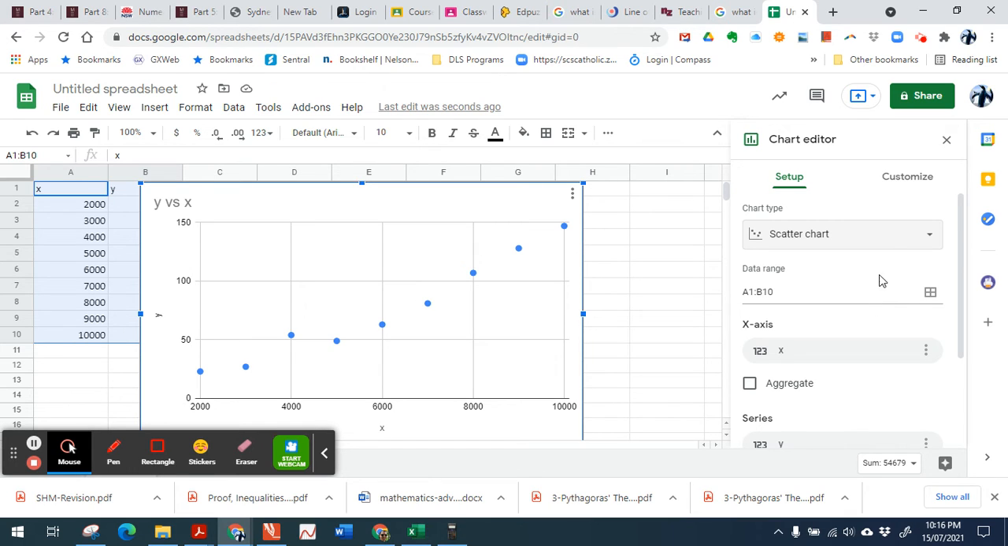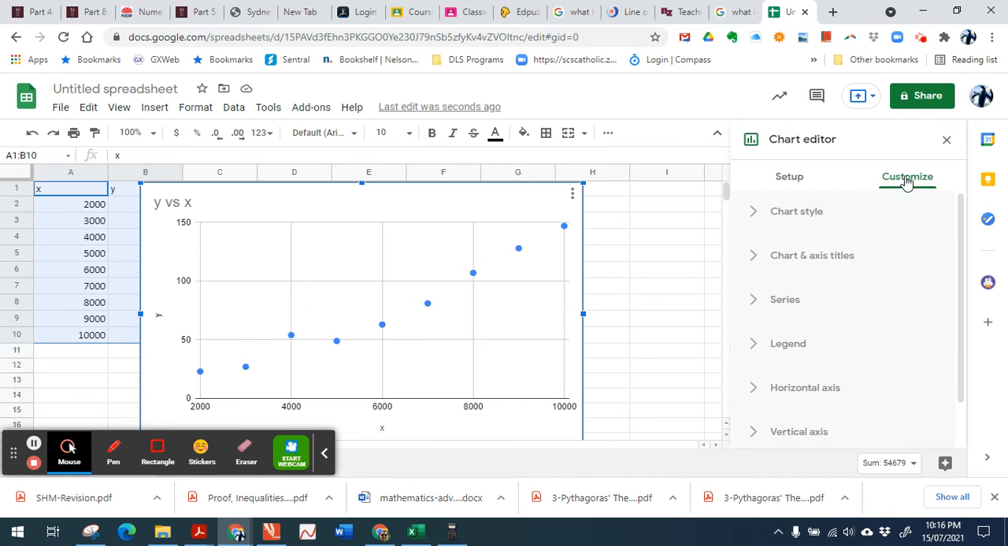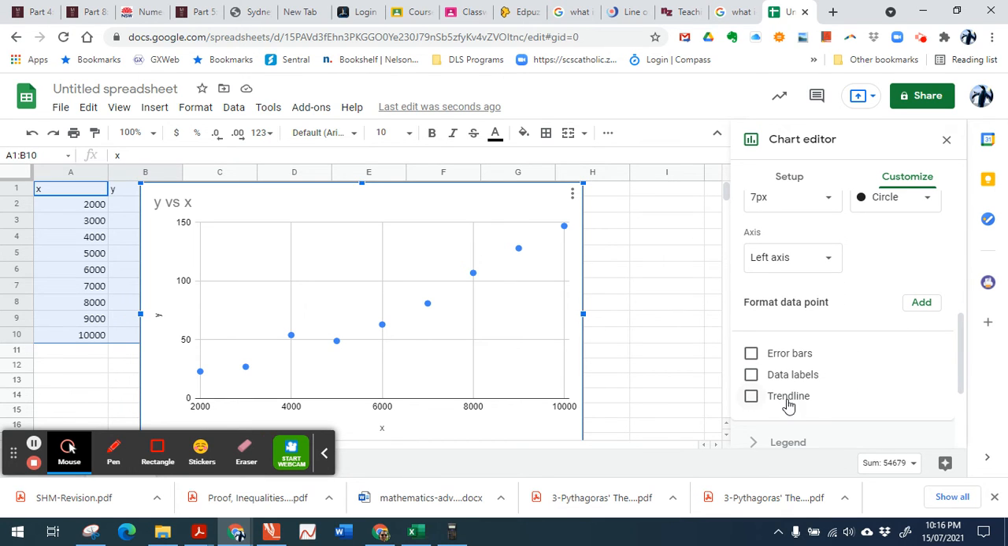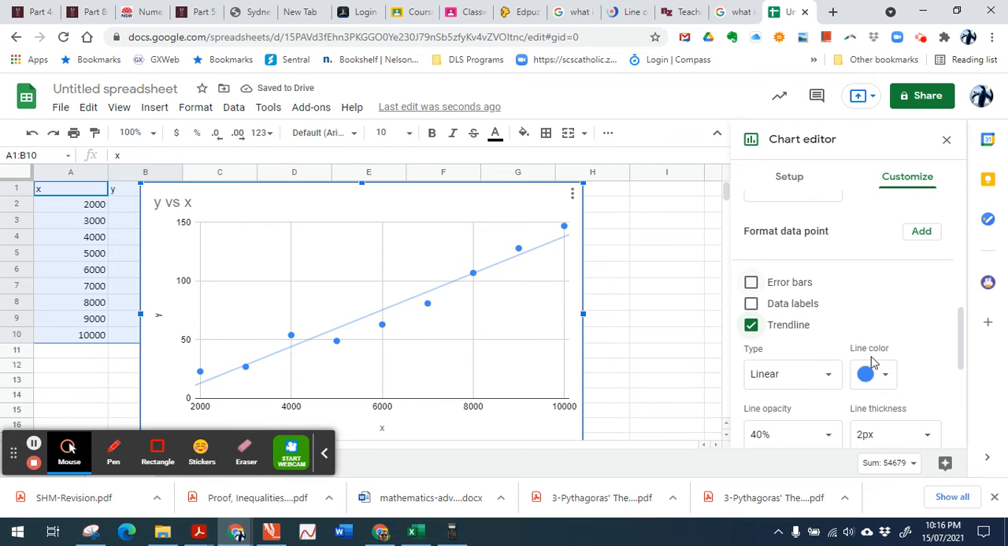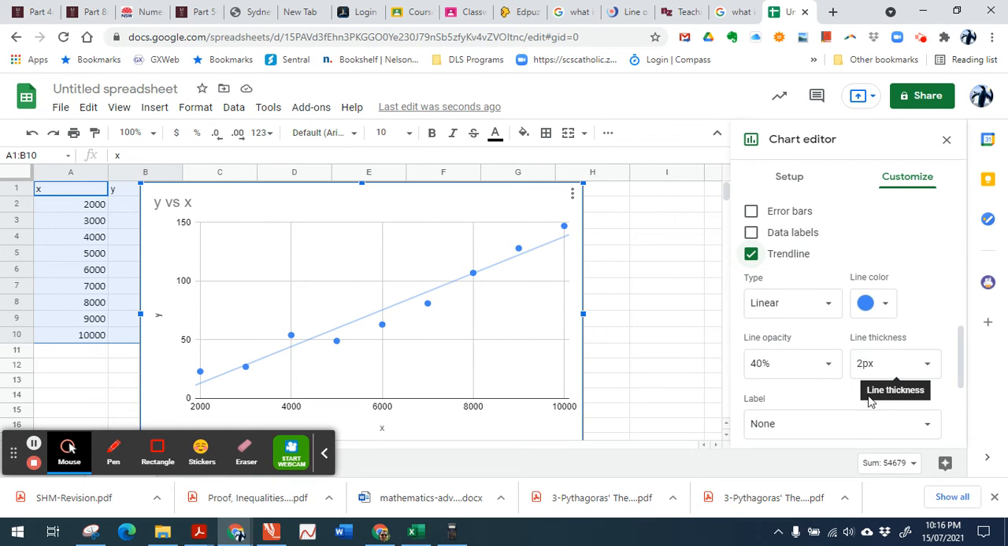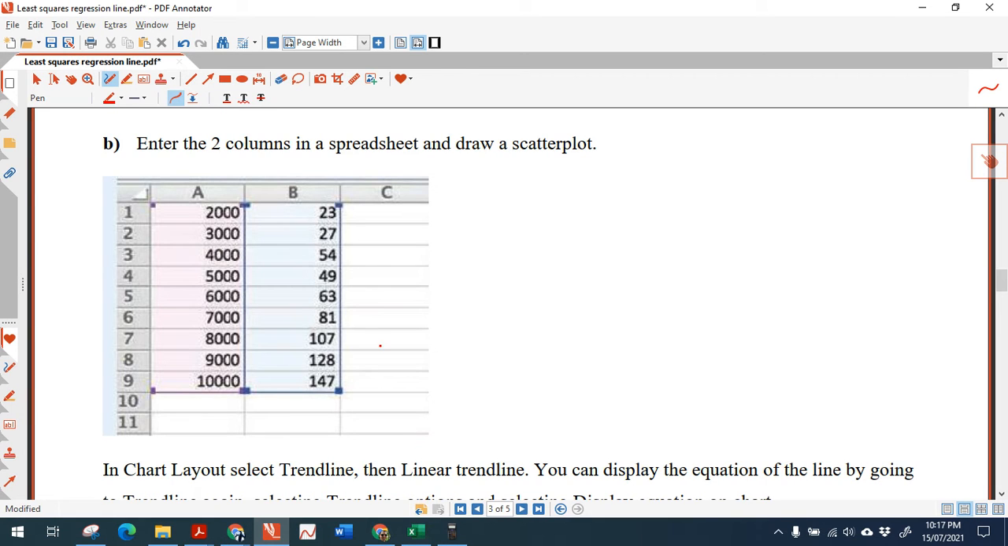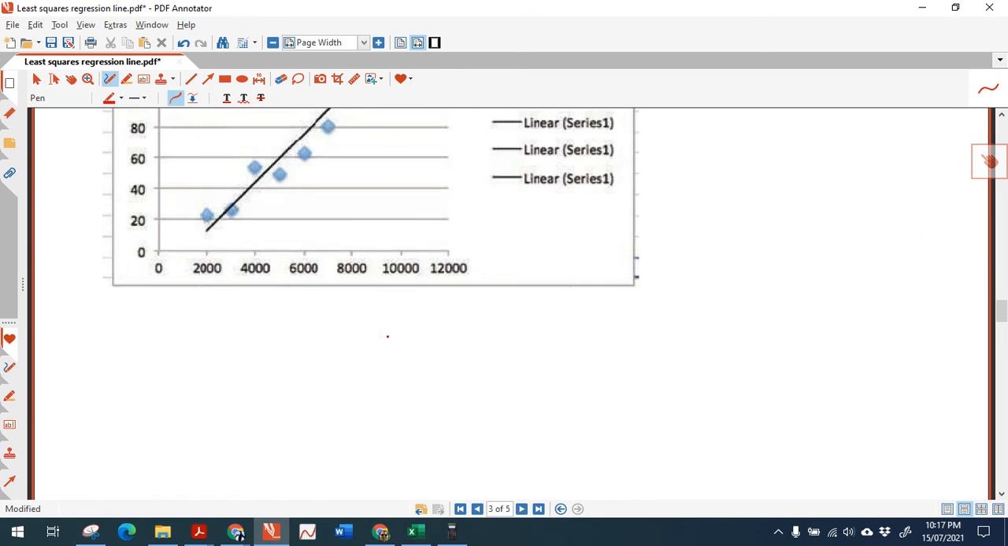Now, I'm going to customize next. So I'll click on Customize and then Series. I'll go down to Series and I can add the trend line here. So I click on the trend line and there it is. But I also want the equation. So if I scroll down a little bit, I can see the label and I can say use equation. So there's my equation there. So that's how to do it on a spreadsheet. So we've satisfied that part of the syllabus. That's all done. Okay.